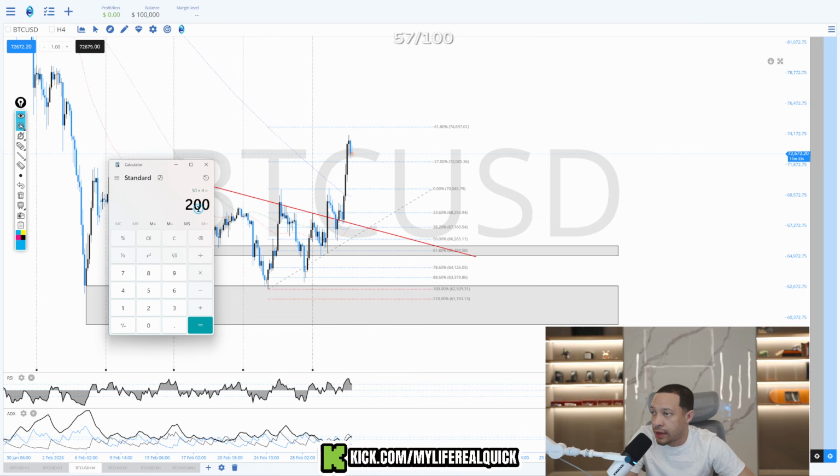And then now we have 200. Once again, because each candlestick is represented on the H4 time frame per 4 hours. It prints another candlestick every 4 hours. So that's how we're going to get that number.